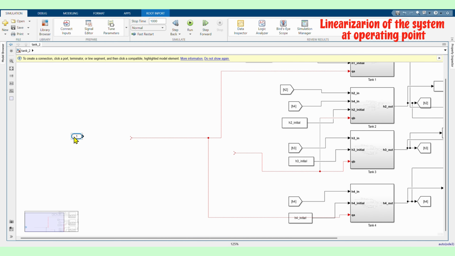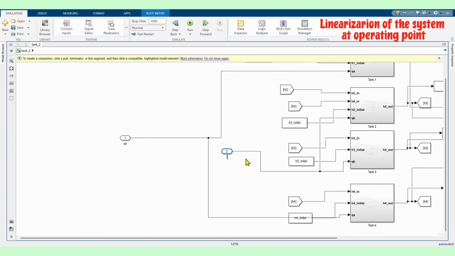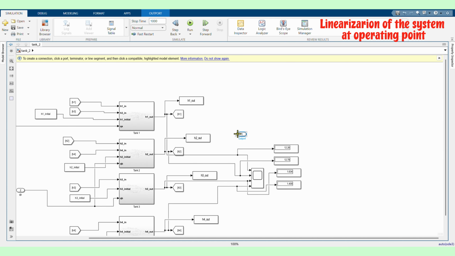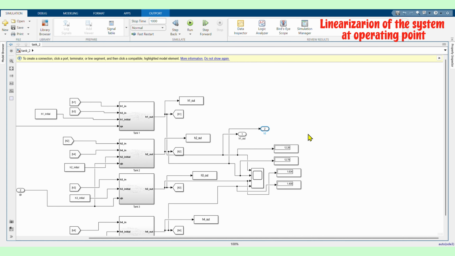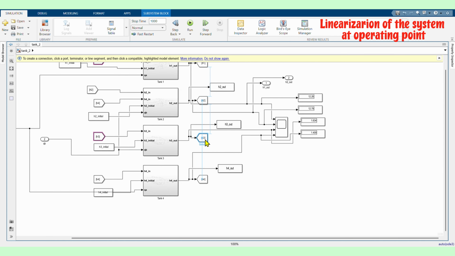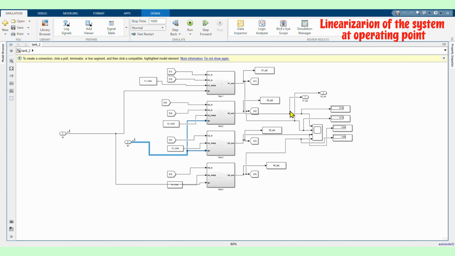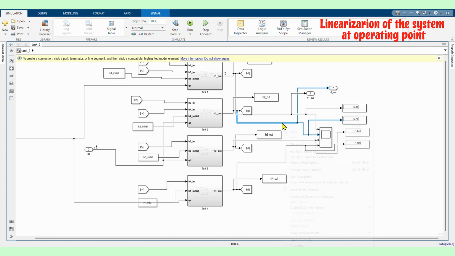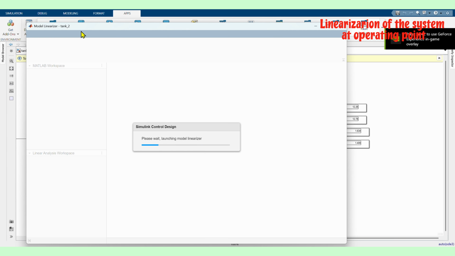Now, we begin the linearization of the system at the operating point. Since we are only concerned with the levels of tank 1 and tank 2, for simplicity, we will only find the state space and transfer function models for 2 inputs and 2 outputs only. However, we can also get the linearized models including 2 inputs and 4 outputs, and later choose tanks 1 and 2 as outputs.